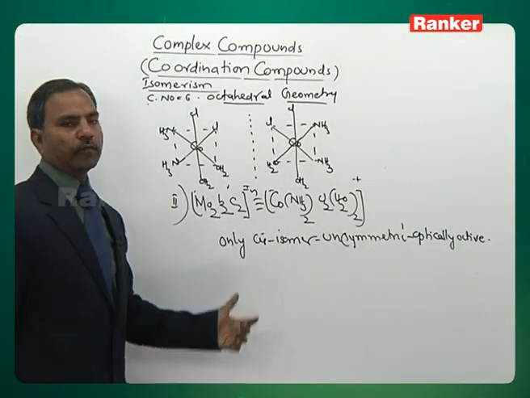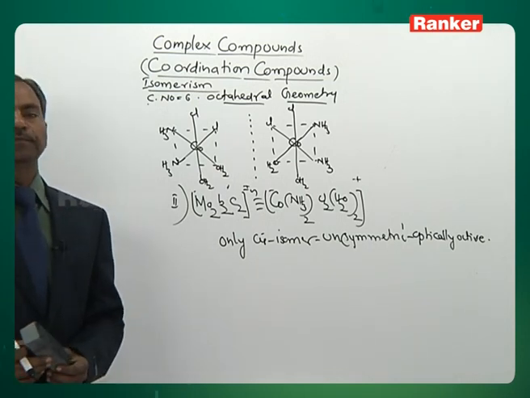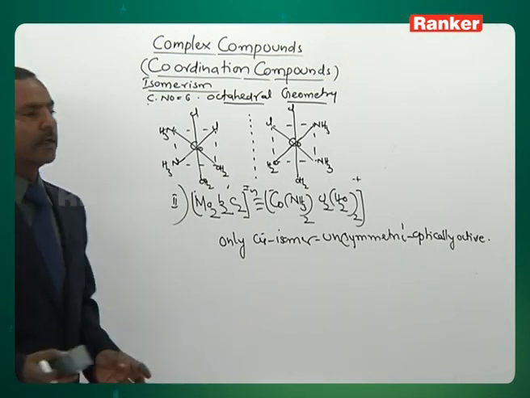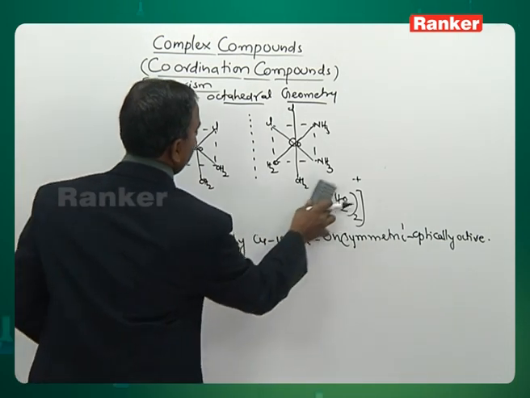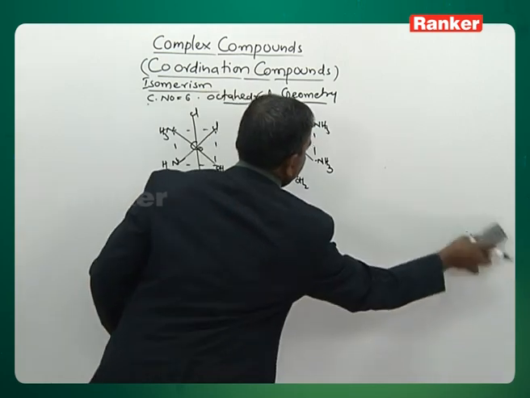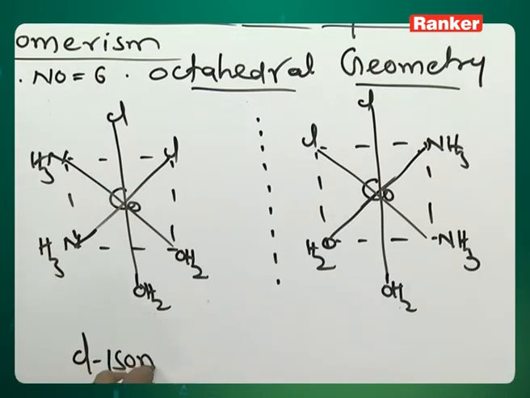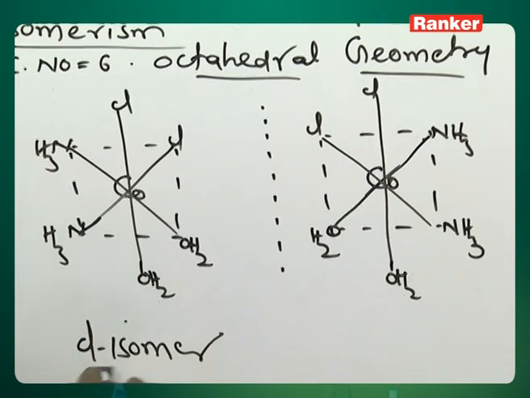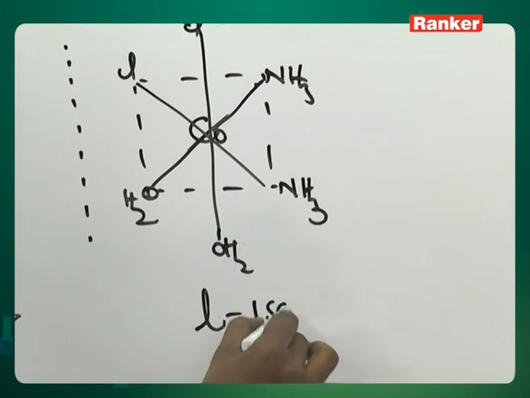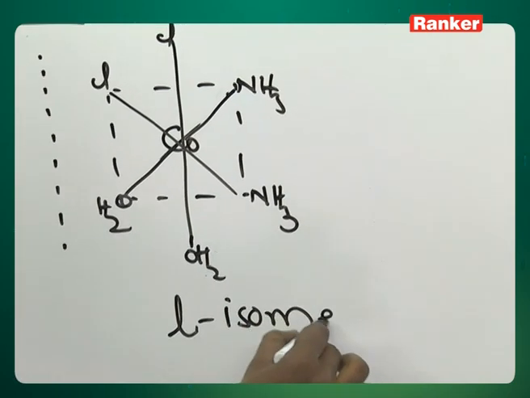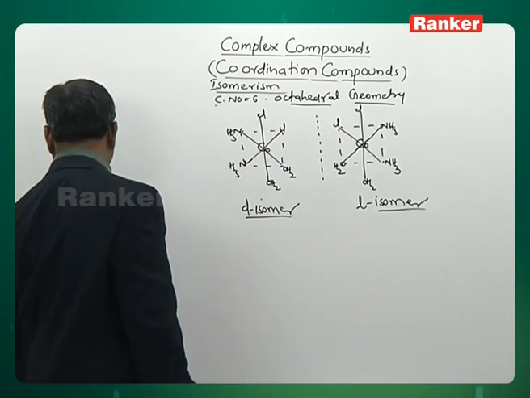For this, theoretically 5 isomers are possible. One of them, the cis isomer, is an unsymmetric complex. Therefore, that is optically active. Let us say one is the D isomer and the second one is the L isomer. D isomer and L isomer.